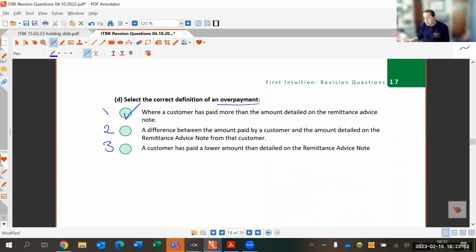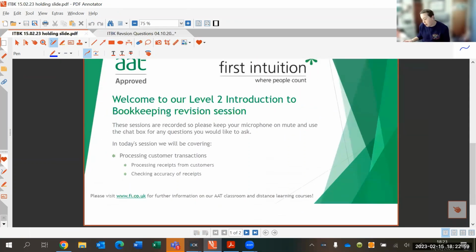So I'm just going to pop, where am I, back to my holding slide, but my mouse is dying. There we go. Right, let me pull it onto the second page.